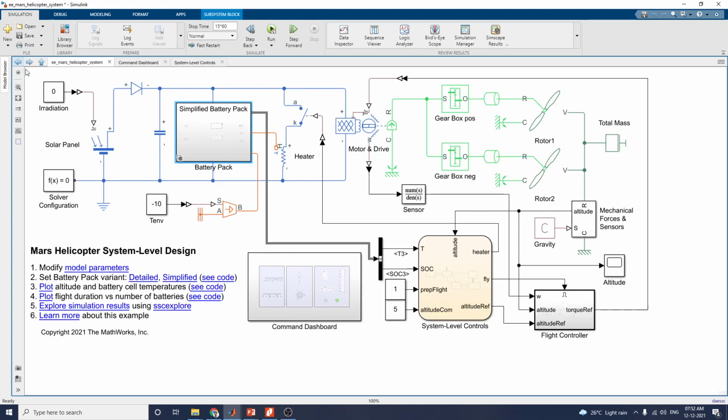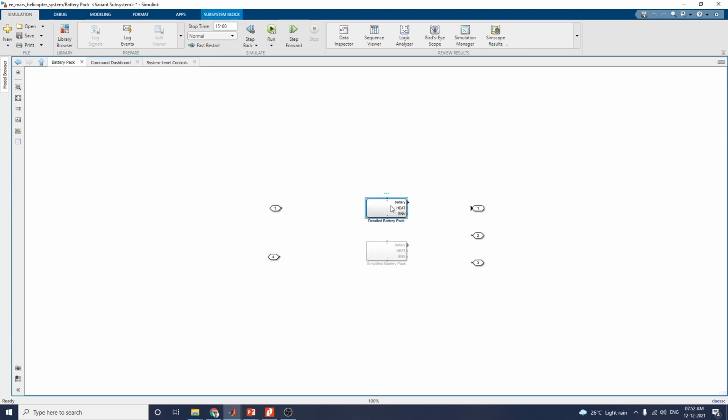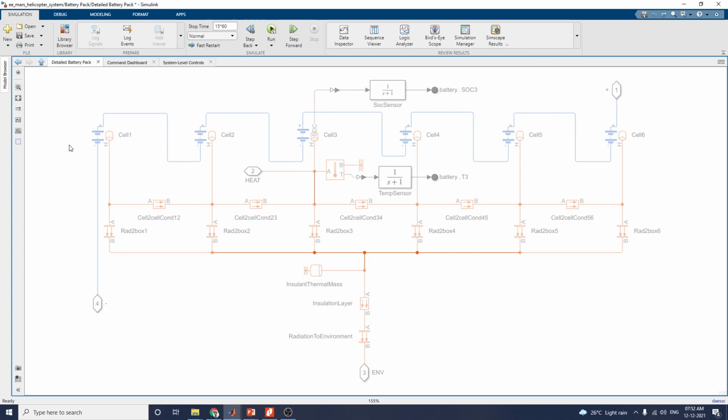If you go to the other model, there is a detailed model. It has 6 cell batteries. Can you see now? These are 6 cells: cell 1, cell 2, cell 3, cell 4, cell 5, and cell 6. Here the heater is there, and next is the same thing, insulated thermal mass and the radiation to environment block. There are 6 cells with 6 SOC sensors, and a set of charge sensors and temperature sensors are placed here to measure the number of trajectories versus temperature.